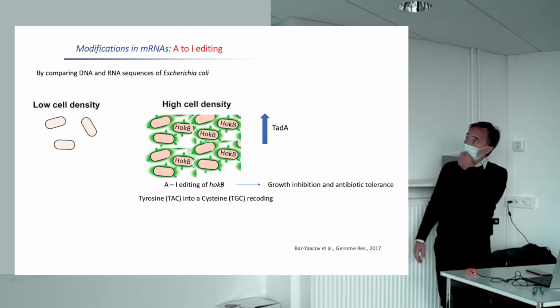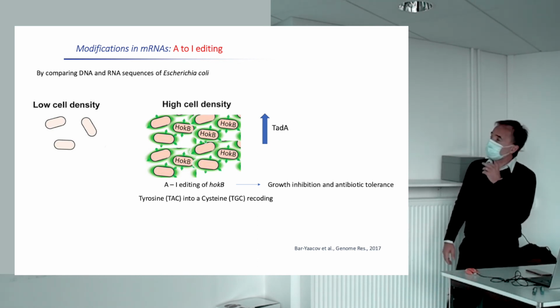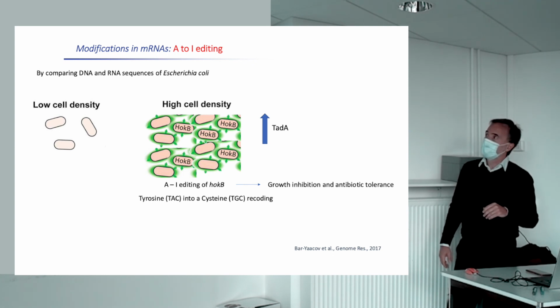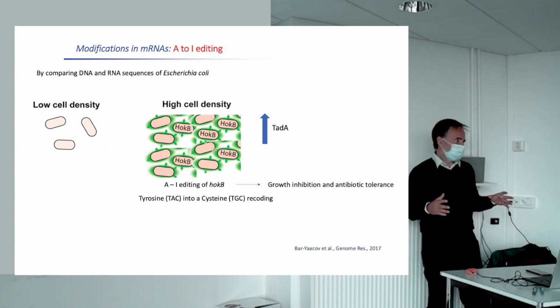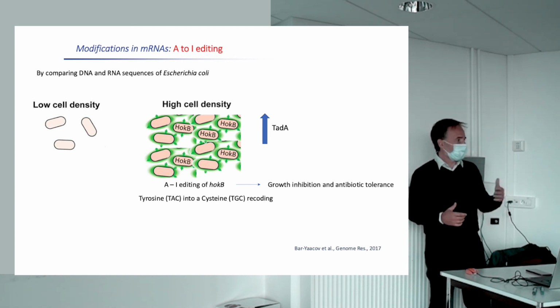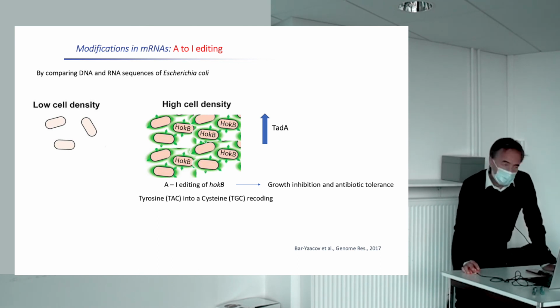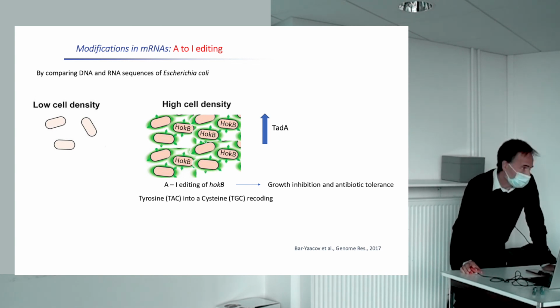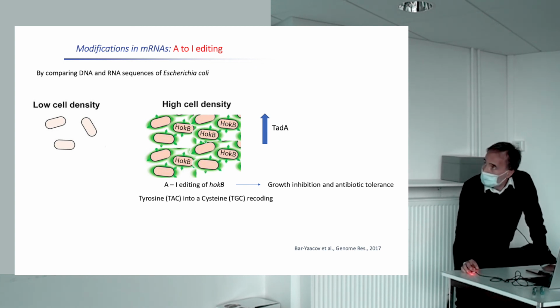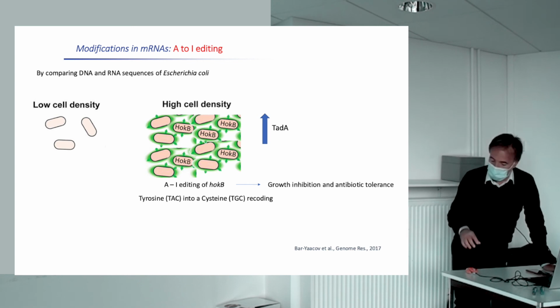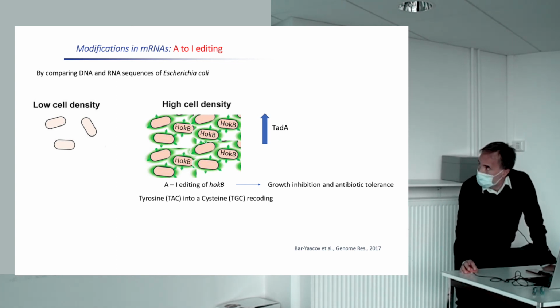And one of the modifications that has been found in messenger RNA is the editing. So the editing, I showed you at the very beginning of my presentation, it is just a deamination of an adenosine that will be deaminated and will become an inosine that looks like a guanosine. Okay. So there is a modification enzyme responsible for this editing mechanism, that is the TadA enzyme.